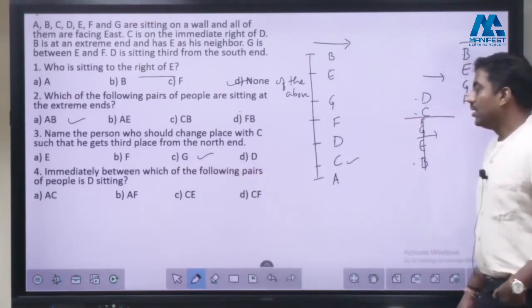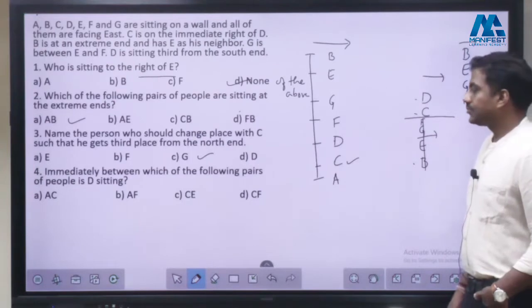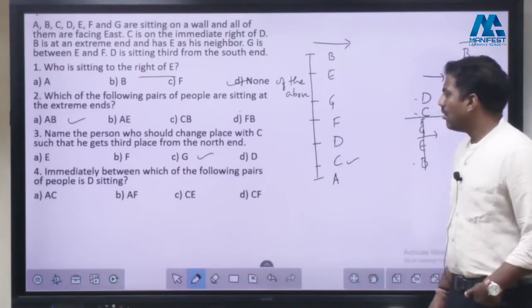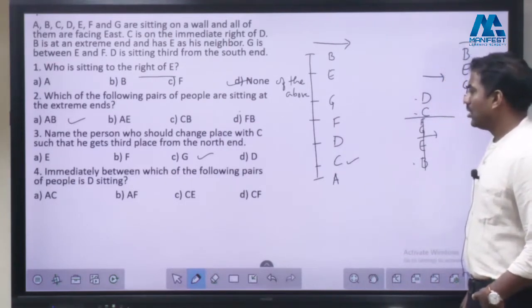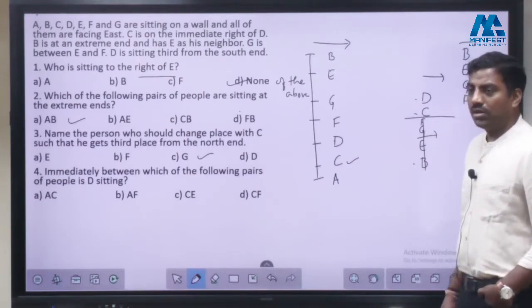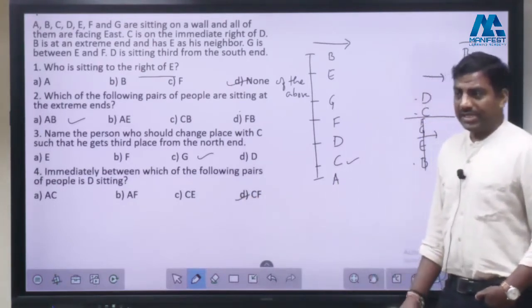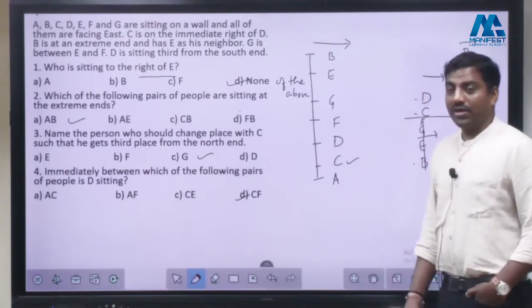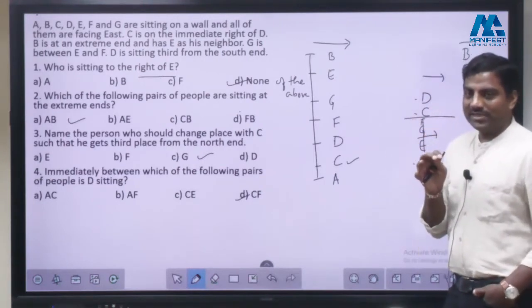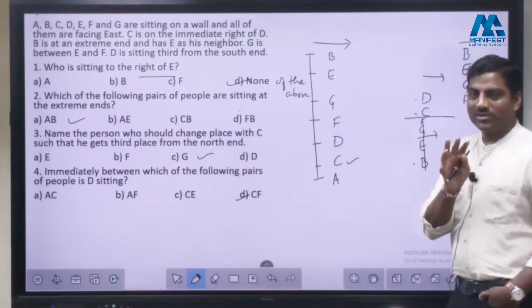Now, immediately between which of the following pairs of people is D sitting? They are asking about D, no? D is sitting between whom? C and F, no? I heard A from somewhere. No, right? C and F. So, F. A pronounced, F silent. Is it? I heard C and A. That is why I am asking. C and F, no? Sure? Yeah.